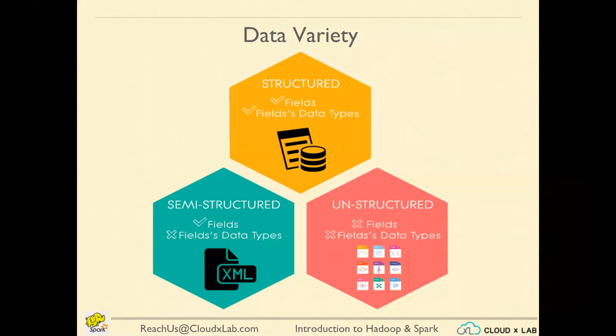In the midway between structured and unstructured, we have semi-structured data. Semi-structured data has fields, but we don't know their data type. It has various fields, as in it has columns, like in the case of comma separated values, CSV files. We know what the columns are, but we don't know upfront the data type of each column or field.